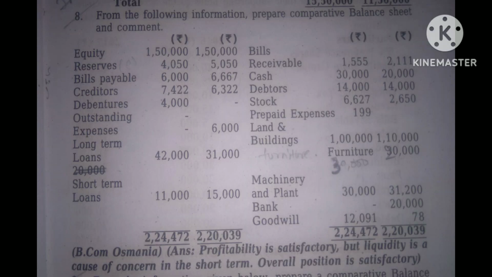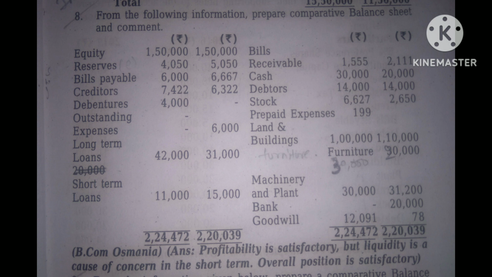So guys, now see the eighth problem. From the following information, prepare comparative balance sheet and comment. Equity shares 1,50,000 and 1,50,000. Reserves 4,050 and 5,050. Bills payable 6,000 and 6,667. Creditors 7,422 and 6,322. Debentures 4,000. Outstanding expenses 6,000. Long-term loans 42,000 and 31,000.